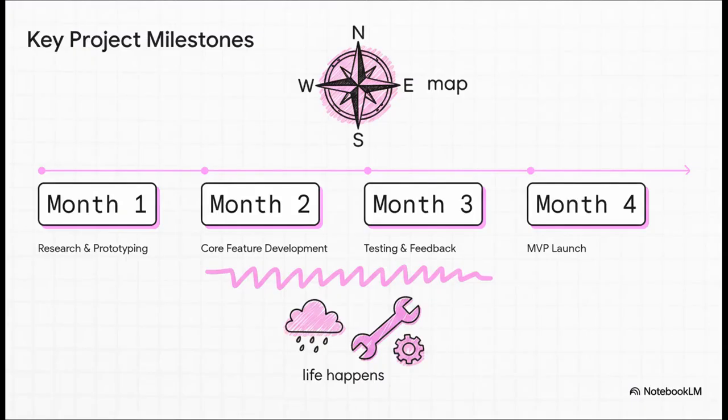Okay, our first pillar is time. You need a map, and your timeline is that map. Now, what you see here is just a simple 4-month plan from research all the way to launch. But let's be real for a second. A huge number of tech projects blow past their original deadlines. That's why building in some buffer time for those oops moments and unexpected delays isn't a sign of weakness. It's a strategic necessity. A realistic plan is a successful plan.